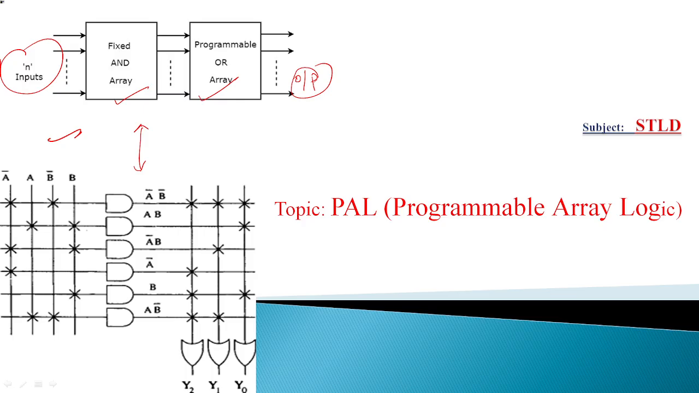in PAL, Programmable Array Logic, the AND array is variable. This is the variable AND array. If you want to change, you can change the output. The OR array is fixed. This is the OR array and this is the OR array. This is fixed. Once you have designed, I will get the same output. I will tell you clearly.